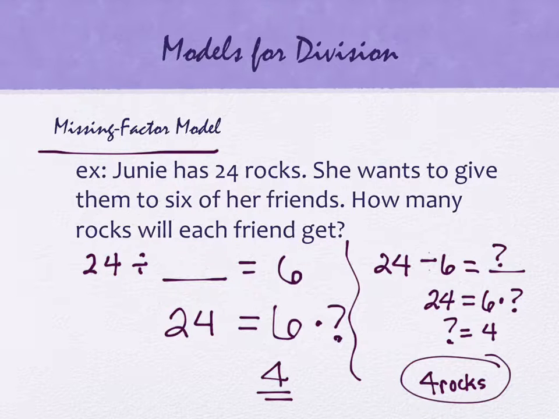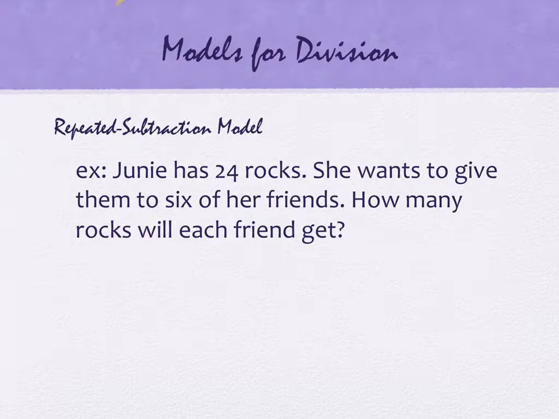Our last example is actually one where we will delve a little bit deeper into it when we get into section 3.5. So this is a sort of a mini version of this model, and we will make it a more massive type when we get to the later section. This is called repeated subtraction. And this is actually probably more like what Junie would do if she were doing this problem. Okay? She's got 6 friends, she's got 24 rocks.